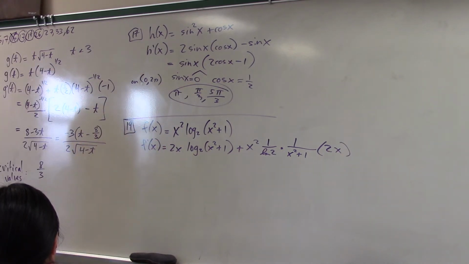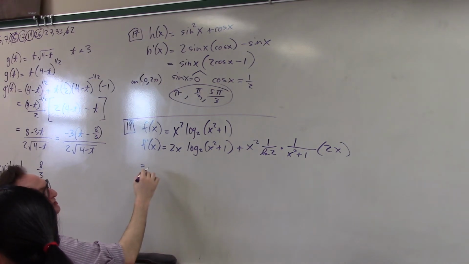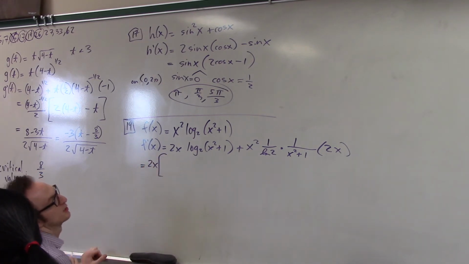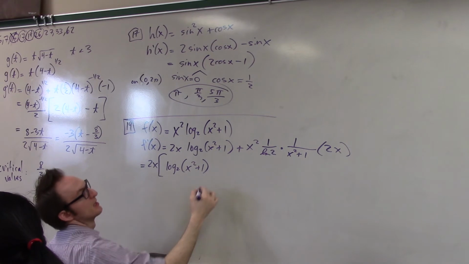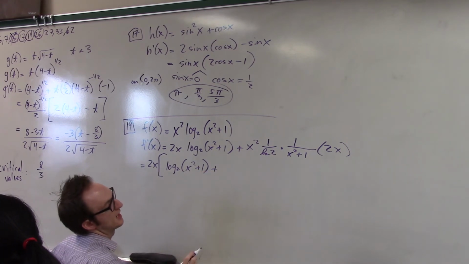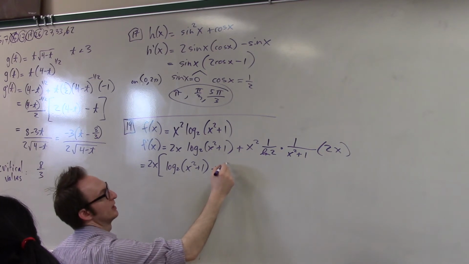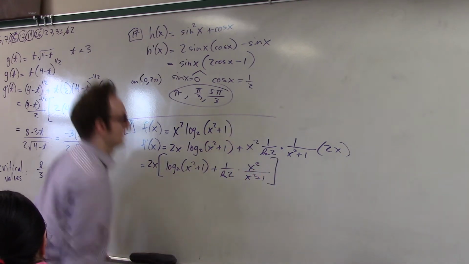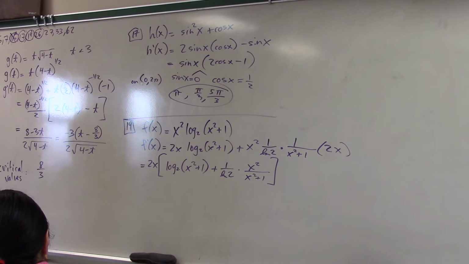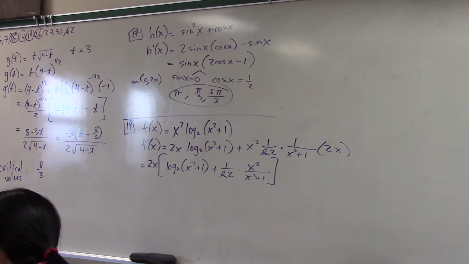All right, so now let me attempt to factor intelligently. I guess I can take out a 2x, right? So if I take out a 2x, then I'm left with log base 2 of x squared plus 1, plus 1 over ln 2 times x squared over x squared plus 1. All right, this is just disgusting. However, with advanced knowledge about all these functions, I can make a startling conclusion, which is that this is always positive.